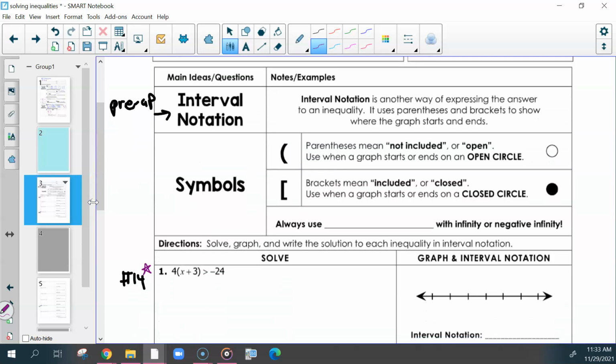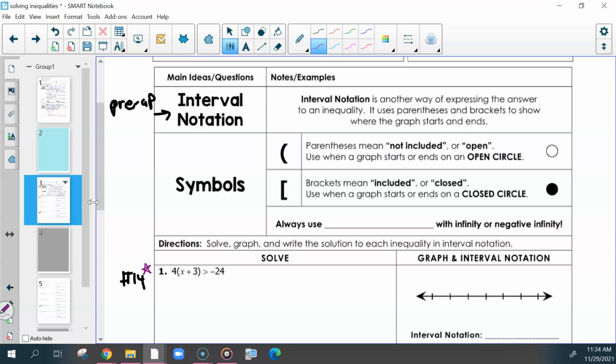So we talked a little bit about interval notation when we were doing domain and range. It's kind of the same thing. So I'm going to read this and then we'll talk more about it. Interval notation is another way of expressing the answer to an inequality. It uses parentheses and brackets to show where the graph starts and ends. Because we're getting an x that is greater than or less than something, we're really just looking at our domain right now.